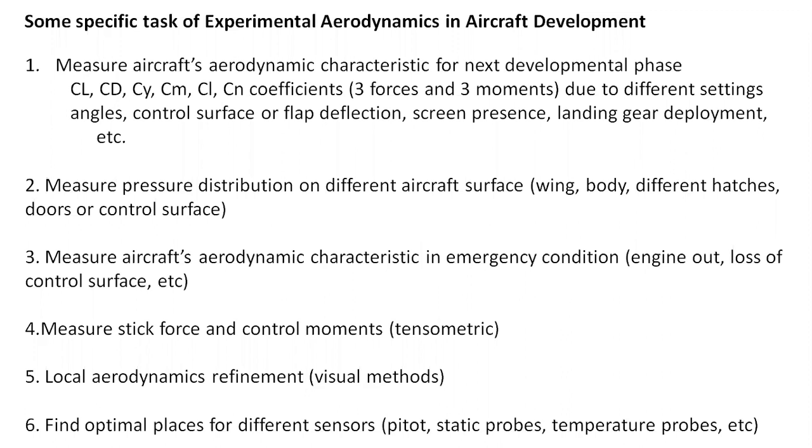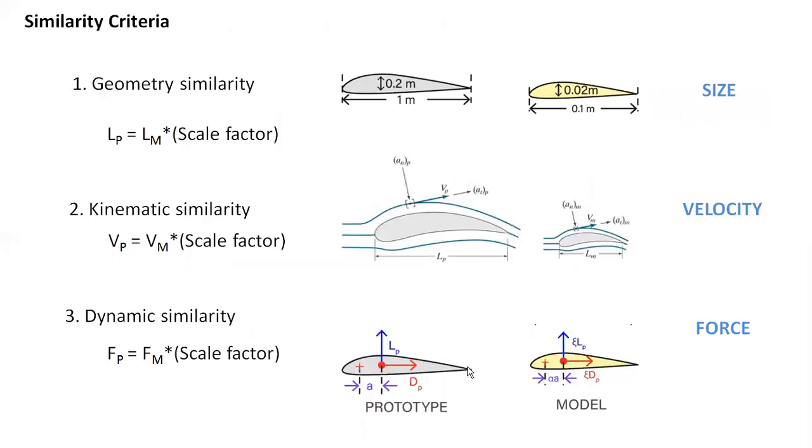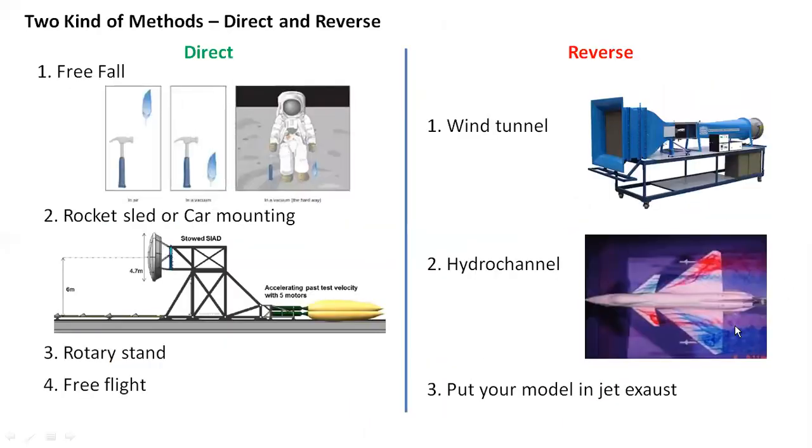Five, this is local aerodynamic refinement. So you change the shapes of small different parts of the aircraft, like the fairing between wing and fuselage, like wingtip tanks, like a winglet, and other small parts, and you use visual methods. These methods, like in this picture, show pretty examples of visual methods.